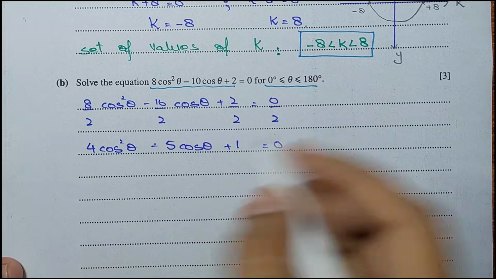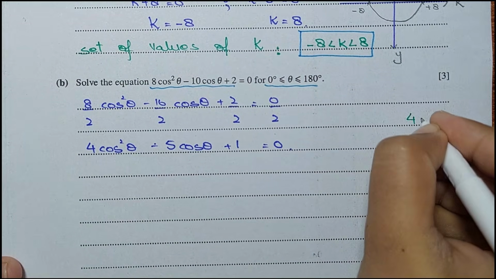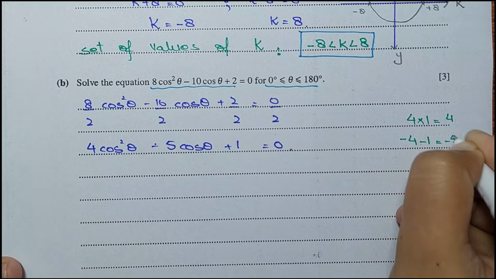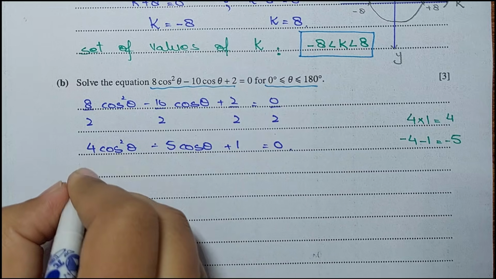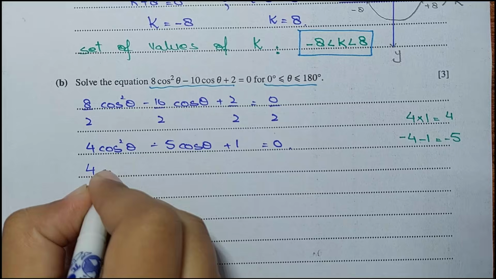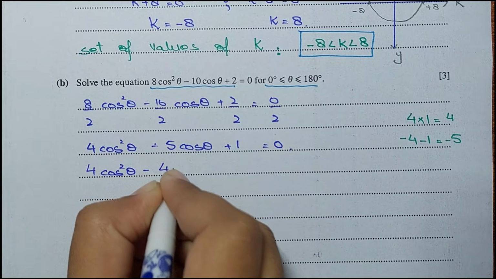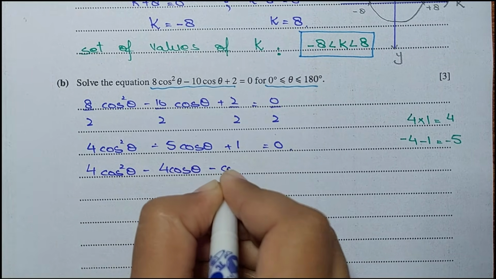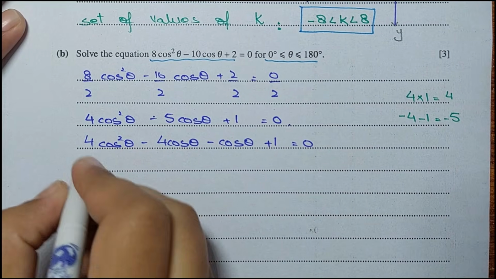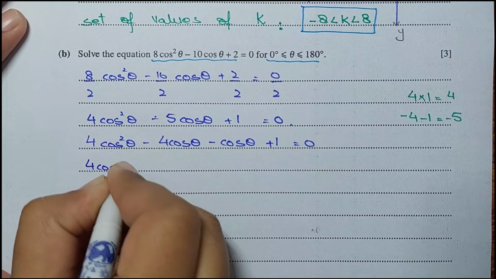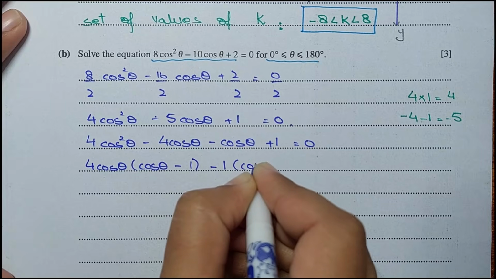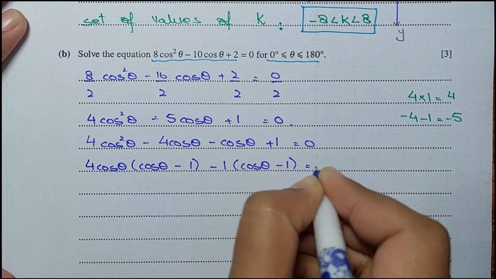Now let me factorize this quadratic equation. 4 times 1 is 4, and minus 4 minus 1 gives you negative 5. So break the negative 5 into minus 4 minus 1. Now 4 cos squared theta minus 4 cos theta minus cos theta plus 1 equals 0. Let me take 4 cos theta common, and we are left with cos theta minus 1. Minus 1 is common, cos theta minus 1 equals 0.